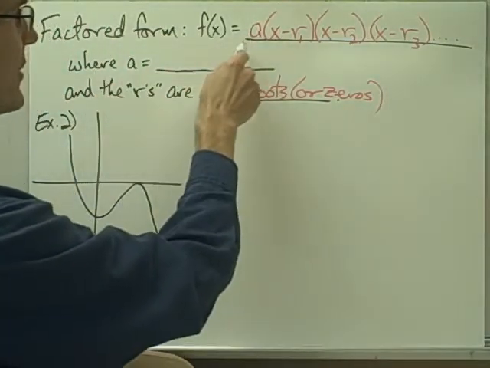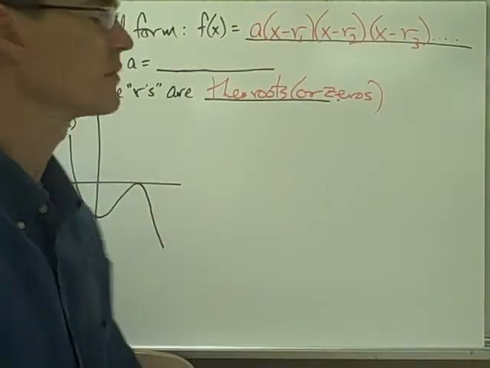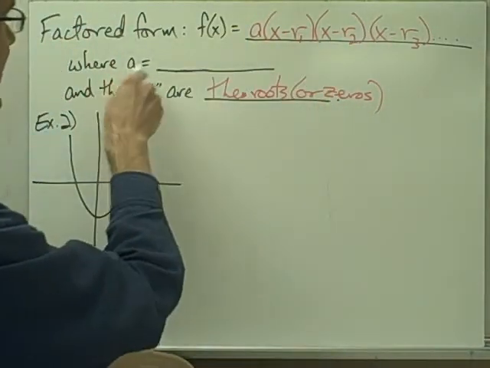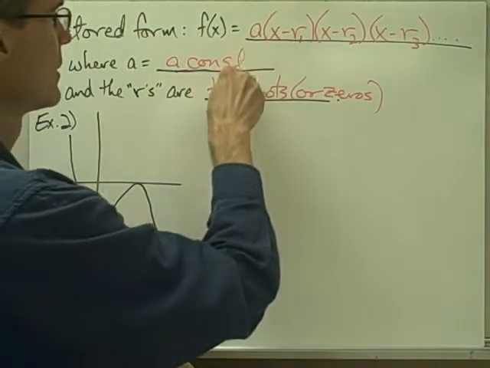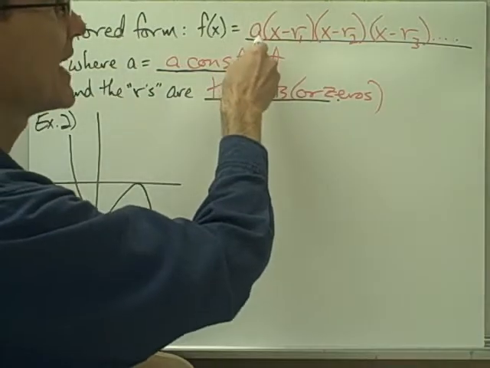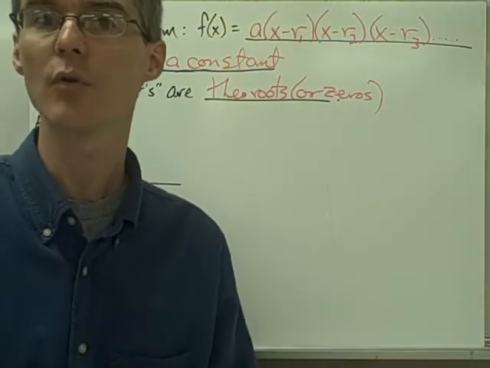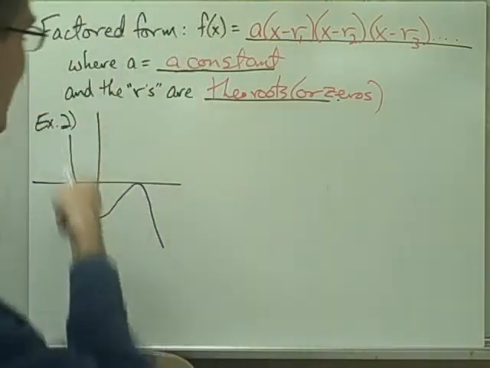Well, it turns out there's also another piece of the factored form of an equation for a polynomial function, and that's this a piece. The a is just a constant, and very often we have to figure out what that constant is so that we have the complete factored form of our polynomial function. Let's take a look at that.